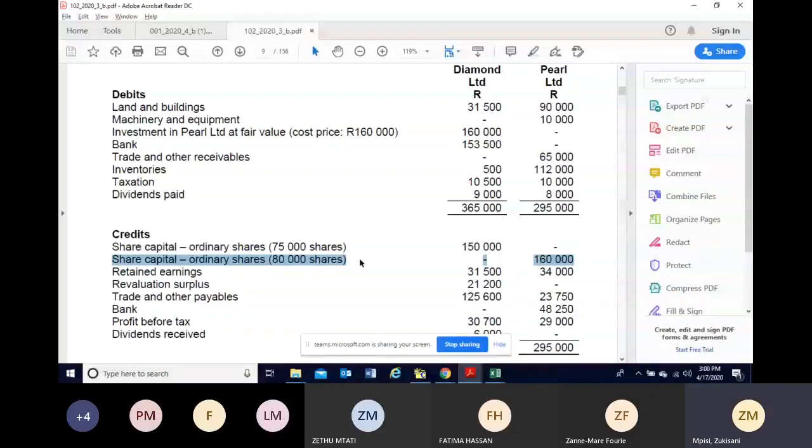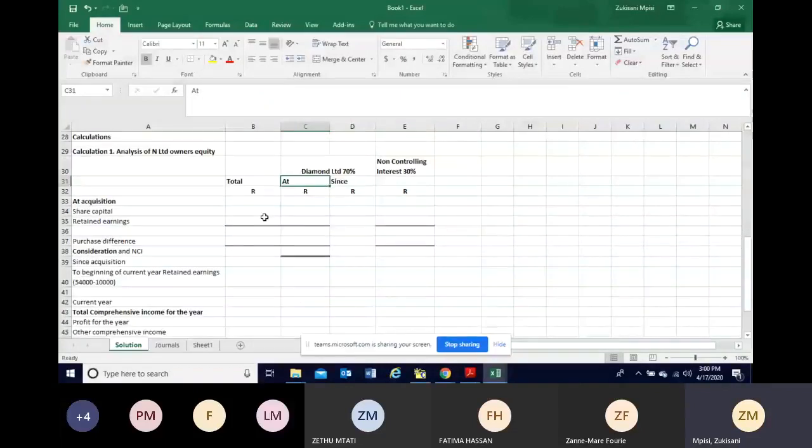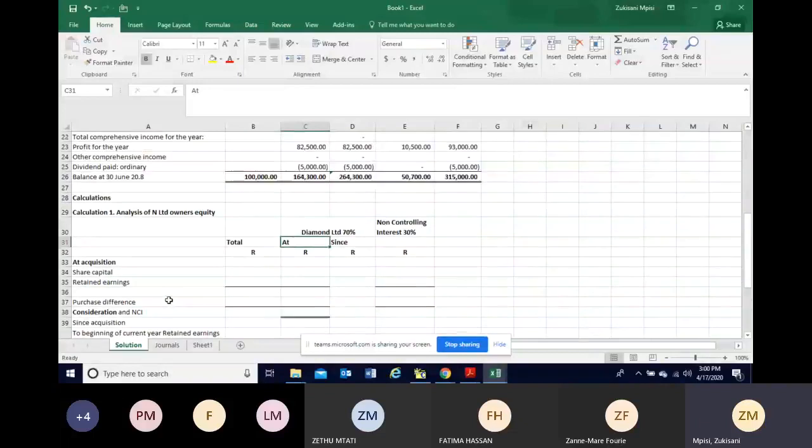So what we have to do now to calculate the share, this is now Diamond. For us to calculate the shares, we have to know how many shares we actually acquired. So it's 60,000 divided by 80,000, which gives you, in percentage format, 75%. So this means Diamond is 75%. Non-controlling interest, therefore, will be 25%.